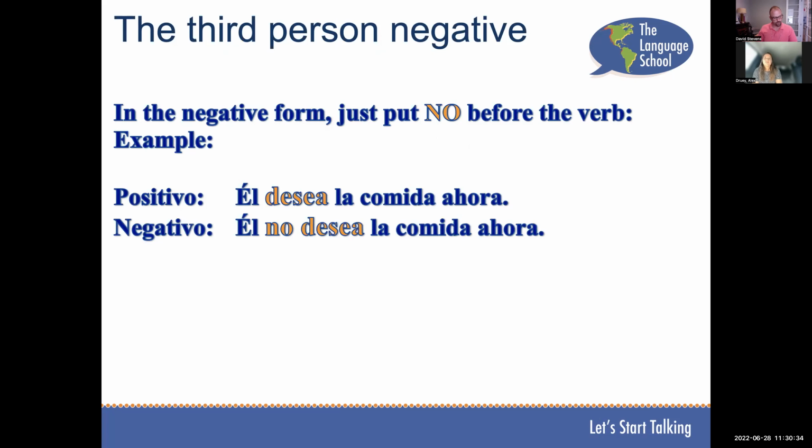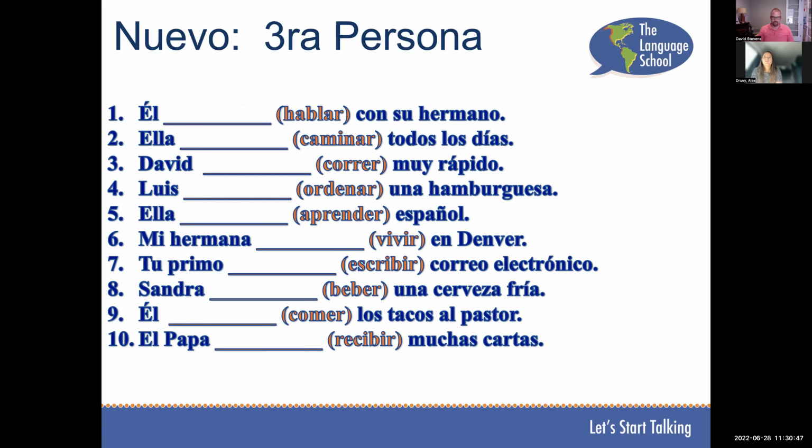Okay, good. So positive and negative in Spanish is super easy. Positive, él desea la comida ahora. Negative, él no desea la comida ahora. So you just put the word no in between. I think here we're going with negative sentences, Alex. Él no habla con su hermano. Ella no camina todos los días. David no corre muy rápido.